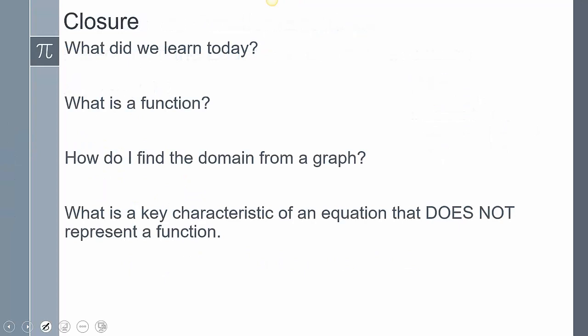So in closing, what did we learn today? Well, we took a look at how to determine if an equation represents a function. Now I just need you guys to help remind me a little bit, what is a function again? We learned that the other day, and I need a little refresher there. And how do I find the domain from a graph? Like, what does that represent and mean? And what is the key characteristic of an equation that does not represent a function?